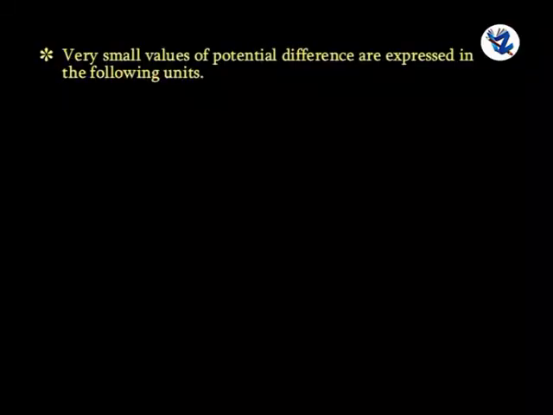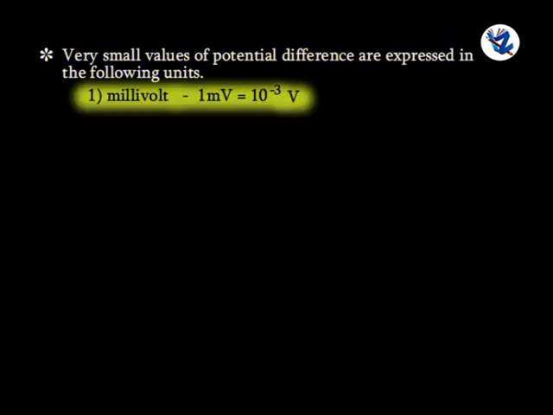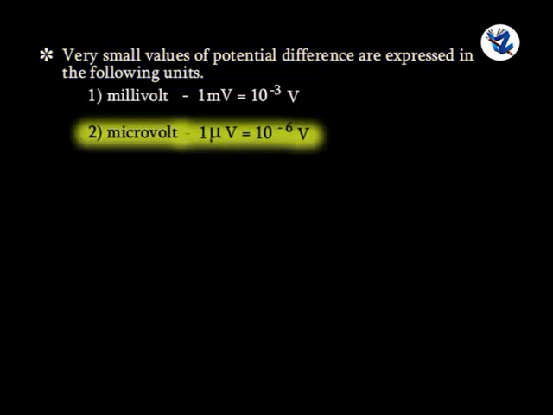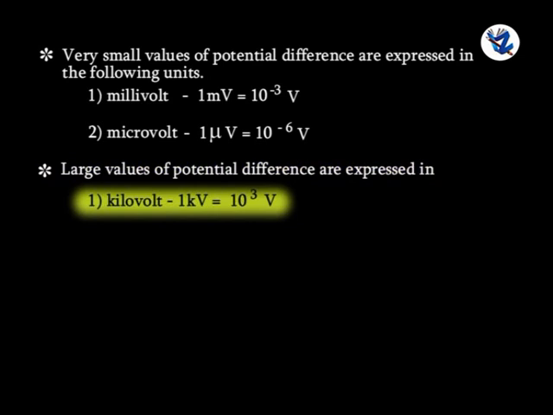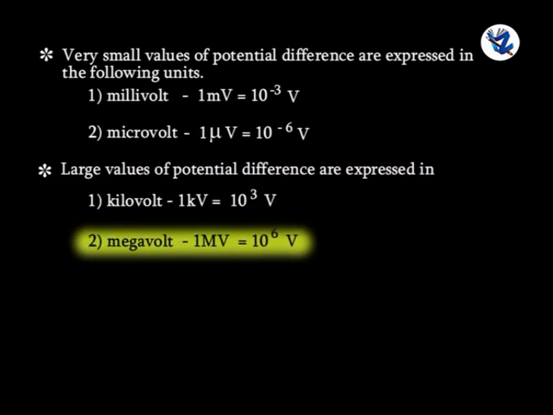Very small values of potential difference are expressed in units such as millivolt and microvolt. And large values of potential difference are expressed in kilovolt and megavolt.